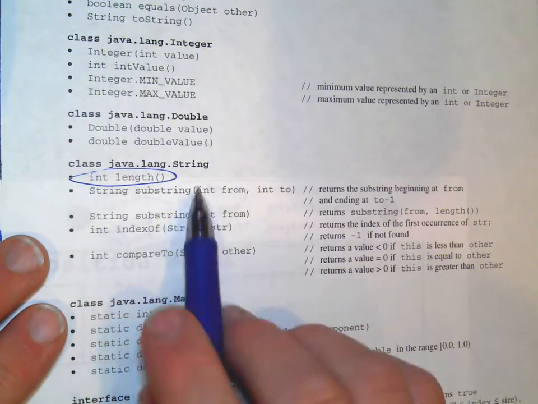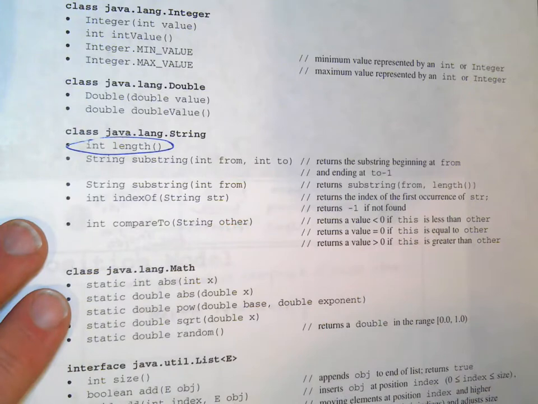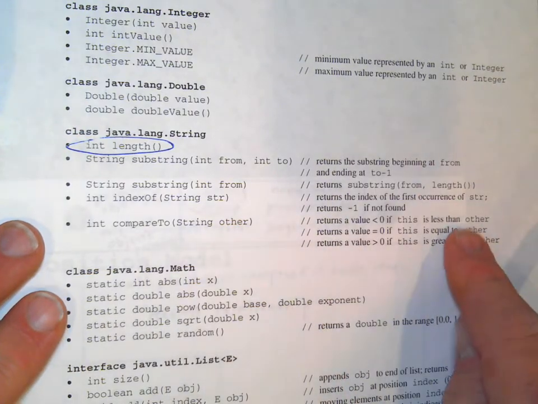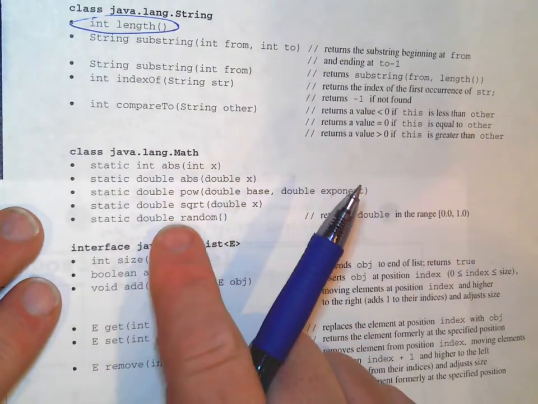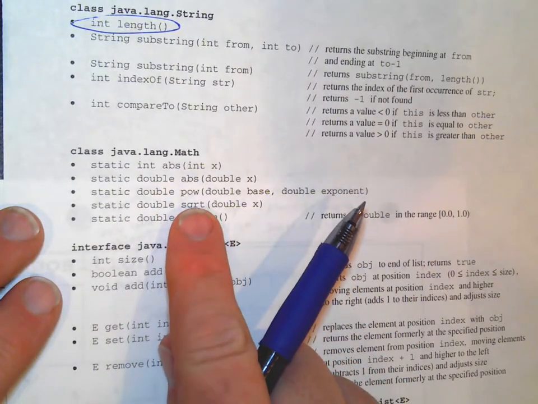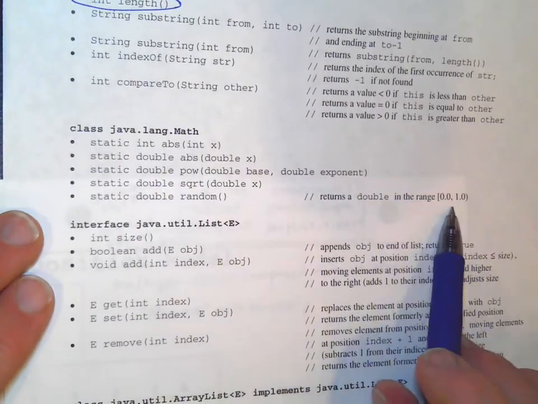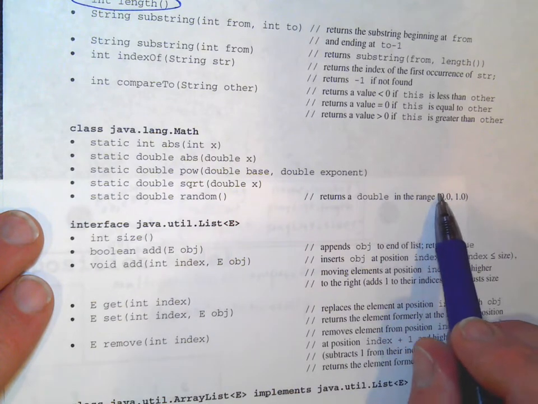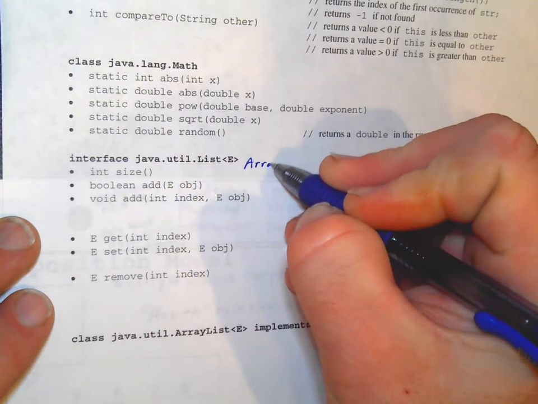Substring, two different forms of substring. Index of we're going to use, compareTo we've been talking about. And it actually tells you right here what it does. So if you're still wondering, the Math class has absolute value, pow, square root, random, Math.random. It tells you right here it gives you 0 to 1, but not 1 inclusive, 0 inclusive with the bracket and the parenthesis, interval notation.